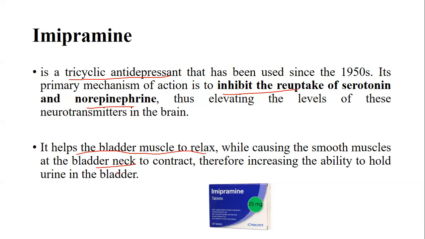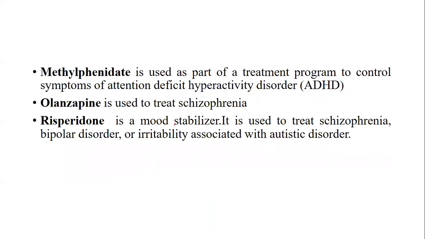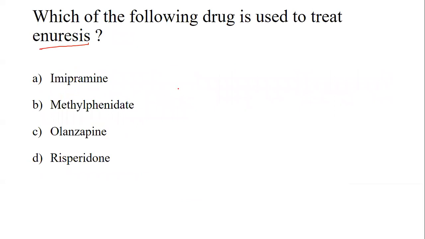So if you are using imipramine for kids suffering from enuresis, they will be able to relax the bladder muscles, and also increase the holding ability of the bladder. So to some extent, we can manage enuresis. And the other options were methylphenidate, olanzapine, and risperidone.